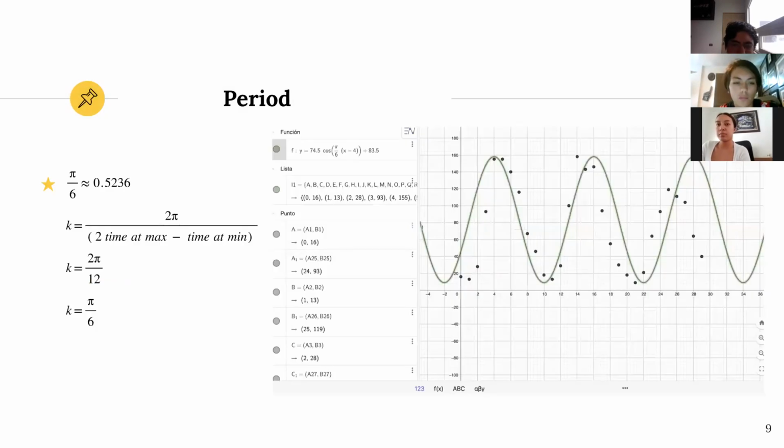The period. The period of a cosine function represents the length of a single cycle of the graph. To figure out the period, you double the difference between the time at the maximum value versus the time at a minimum value. Then, to figure out the k value, which goes in the equation, you divide 2 pi by the period. This gives us 12 as the period and pi over 6 as the k value for the equation.